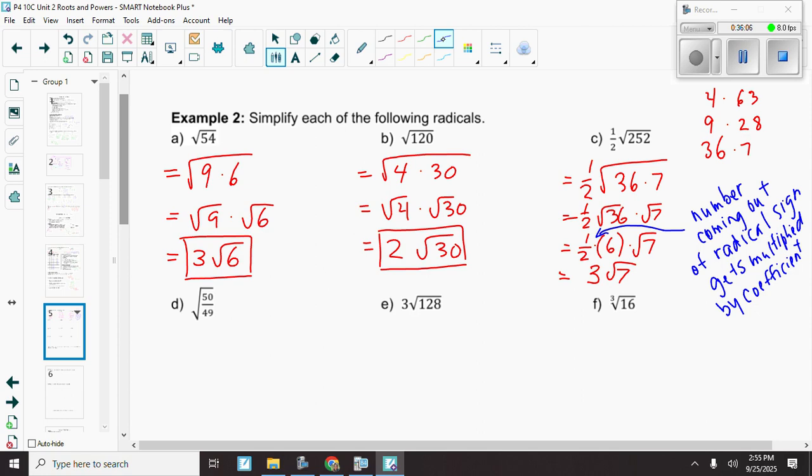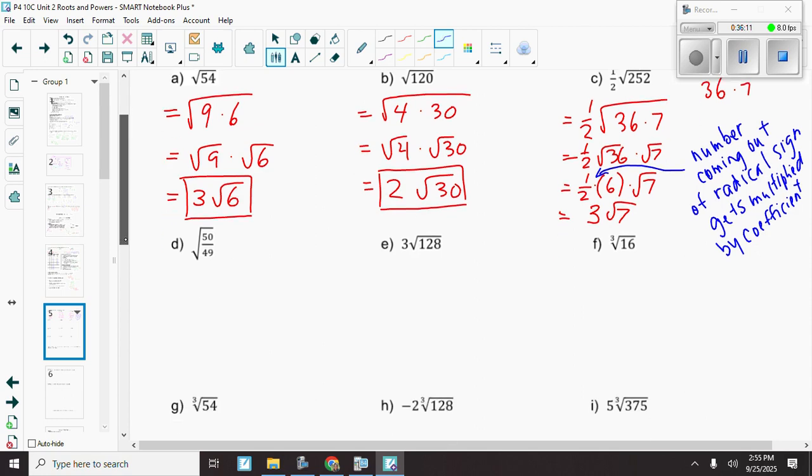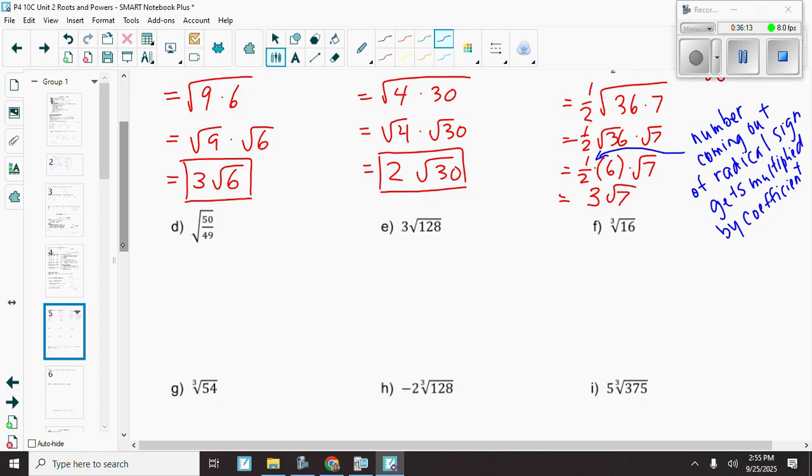Then sometimes we like to make things interesting. Here's a little one that has a bit of a fraction going on. The way that radicals work is just like with multiplication, how I could take those two numbers that are both being multiplied together under the radical sign and separate them into individual numbers being multiplied with their own square root signs. I can do the same thing with division. I can rewrite this as the square root of 50 divided by the square root of 49.